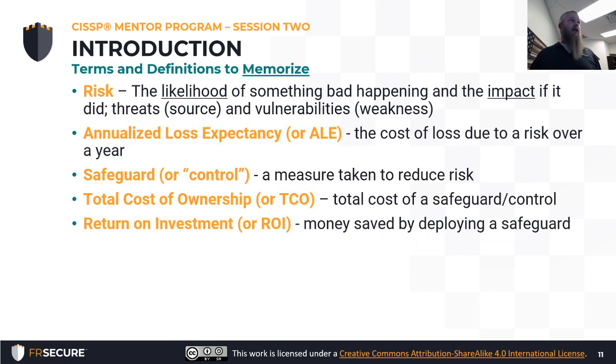All right, so terms and definitions to memorize. Risk. We talked about that on Monday. Likelihood and impact is what risk is: the likelihood of something bad happening, and the impact of it. Those are derivatives of threats and vulnerabilities, so those are the functions. Threats, consider the source oftentimes with a threat. And vulnerabilities are just a weakness in the system.